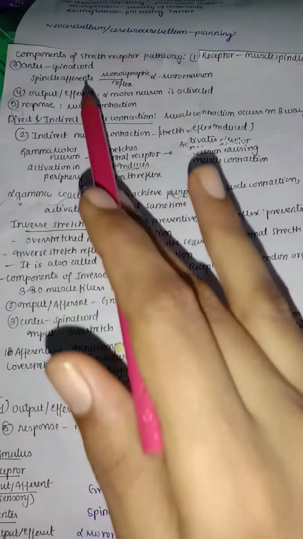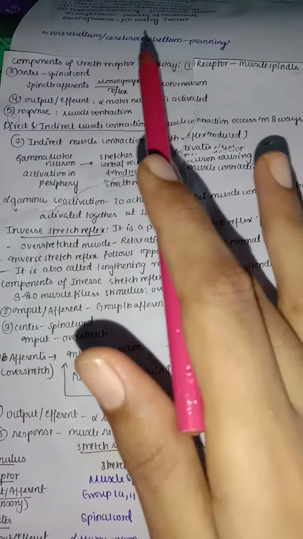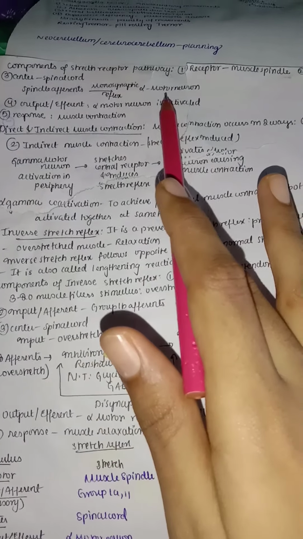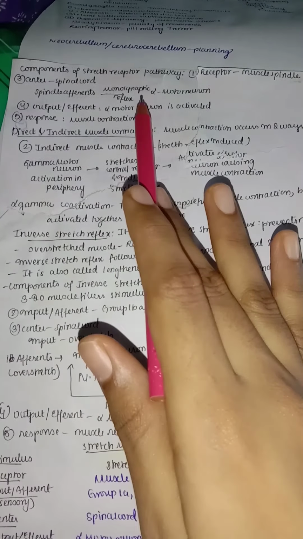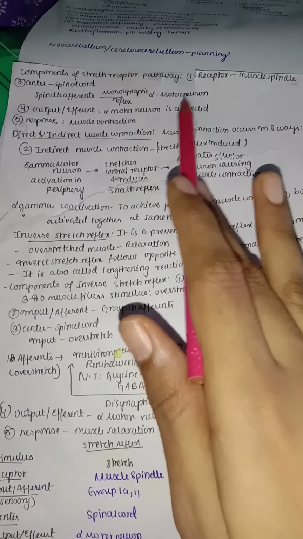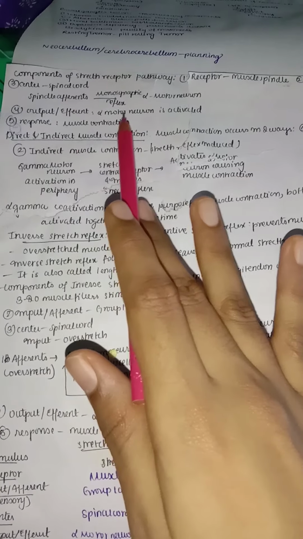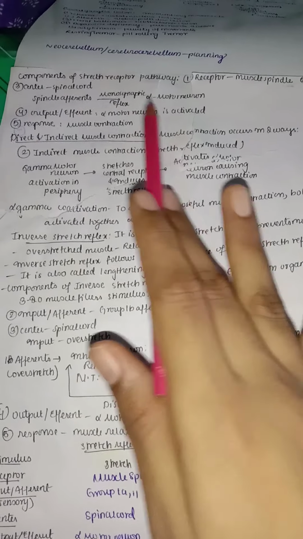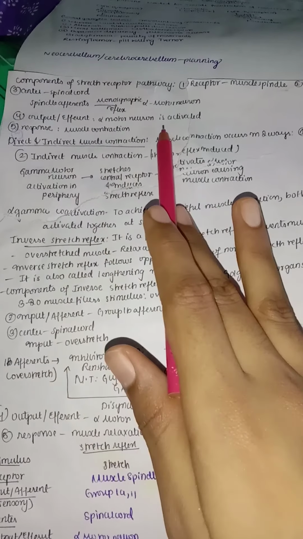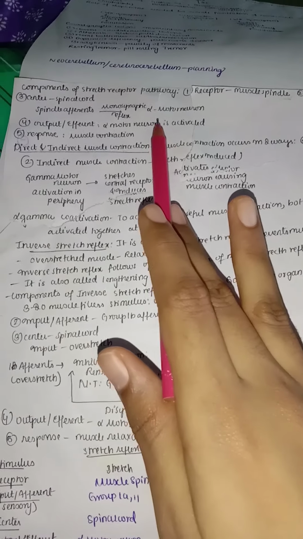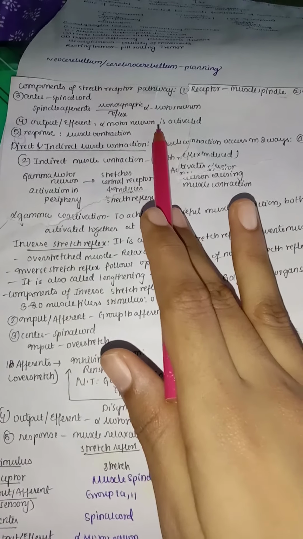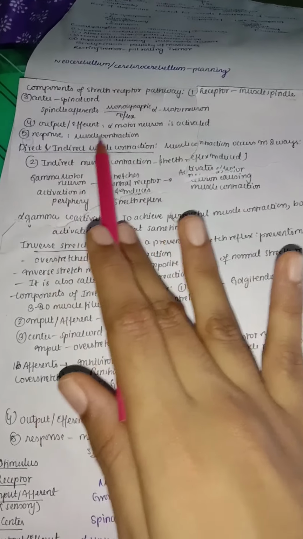We already discussed all this. So the spindle afferents are mainly a monosynaptic reflex and they activate the alpha motor neuron. Very important, spindle afferents activate the monosynaptic reflex by activating the alpha motor neuron, and the output efferent alpha motor neuron is activated mainly by means of a monosynaptic reflex, and the response is muscle contraction.